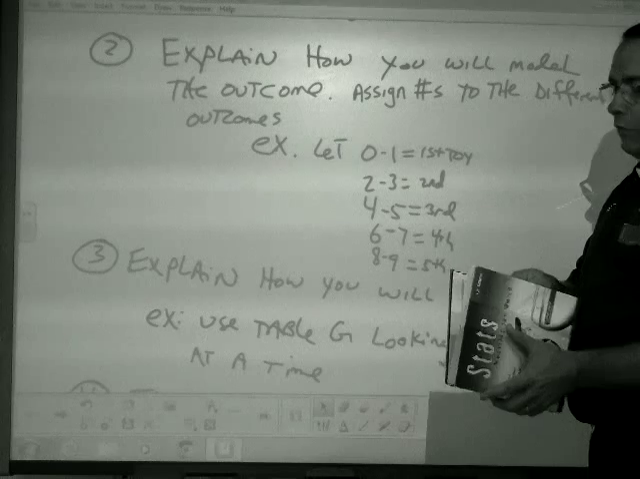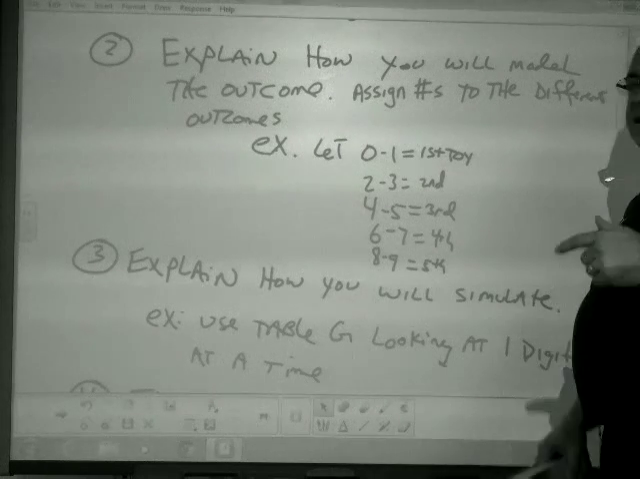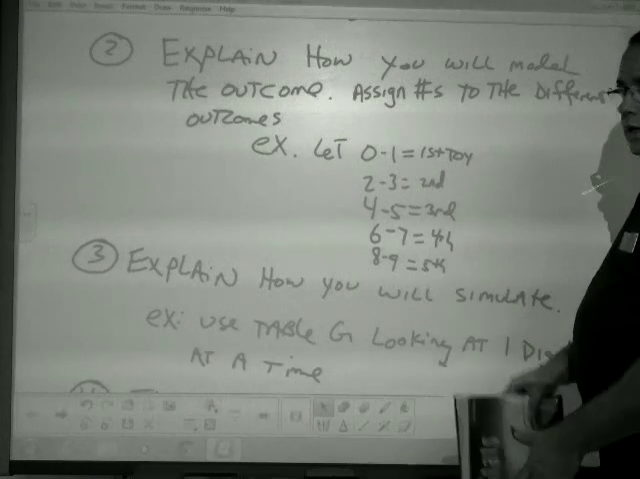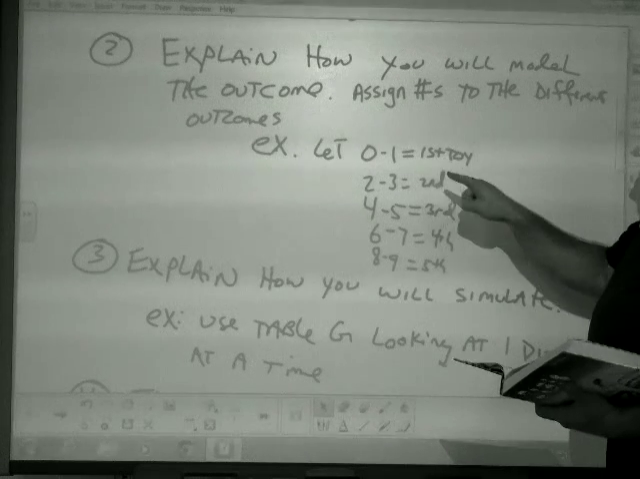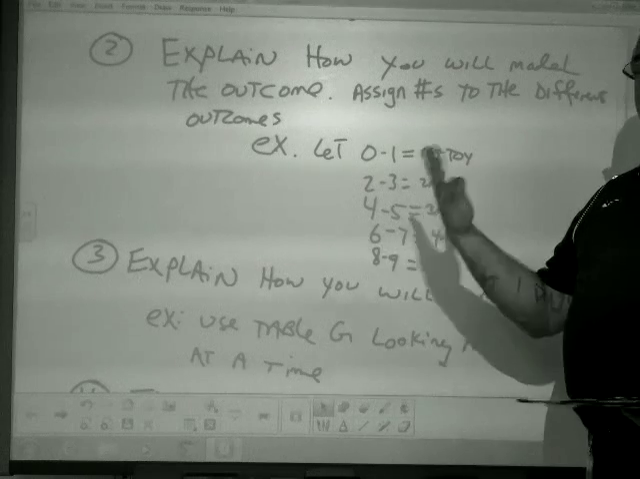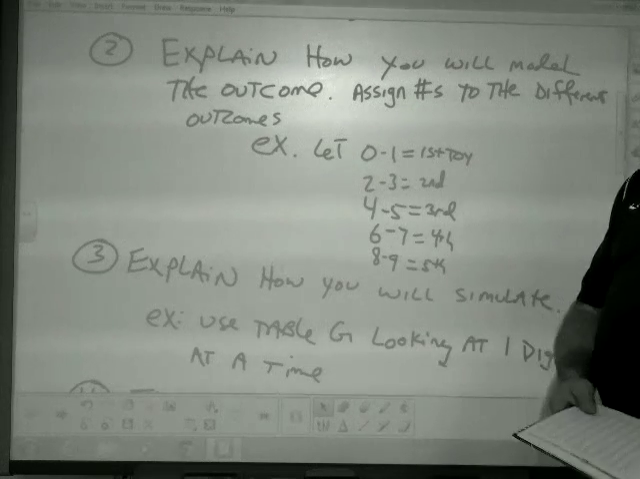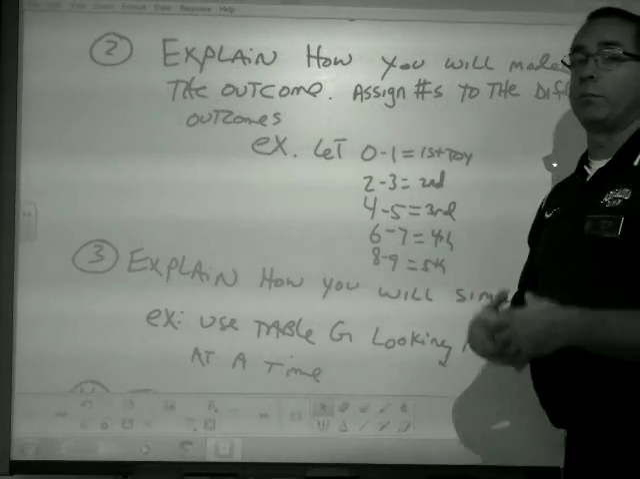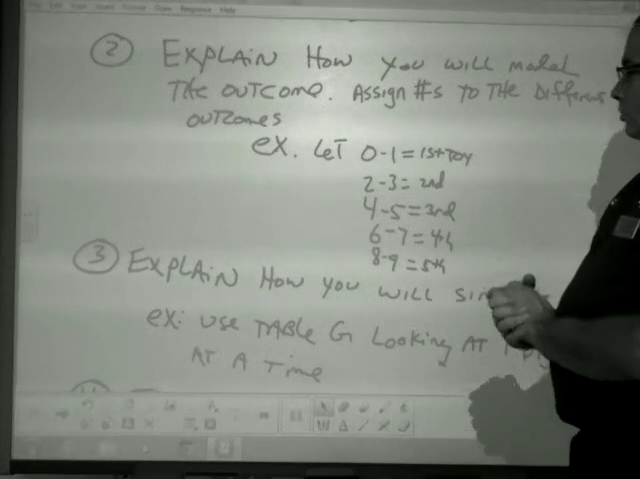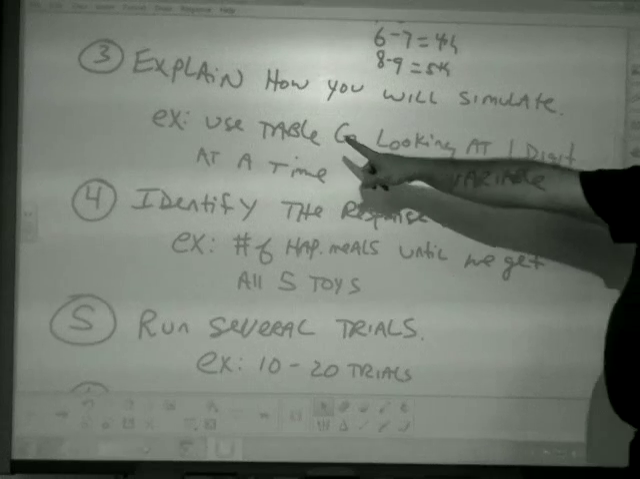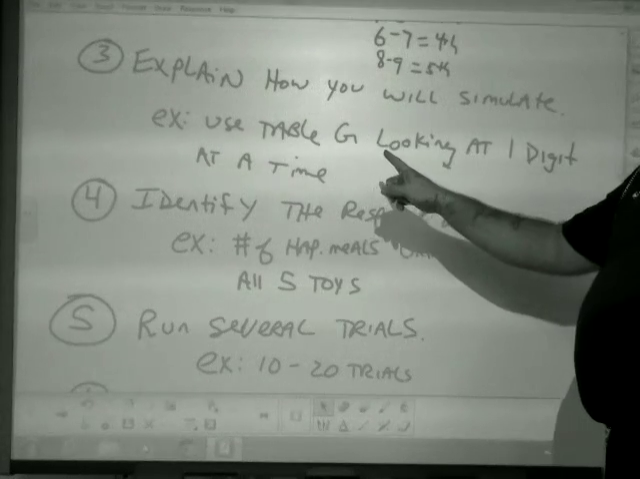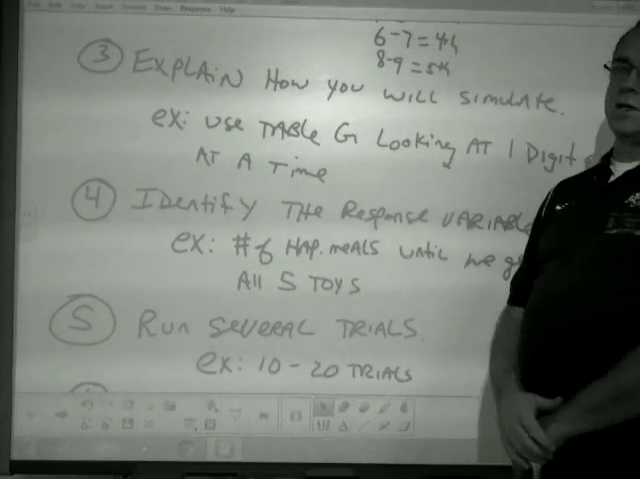And so if I wanted to see how many Happy Meals I needed to purchase to get all toys, I would keep looking at digit after digit after digit until I had one in each group, and that would be my outcome. How many toys I would have to look at, how many Happy Meals I would have to purchase to find all toys. Okay, so explain how I will simulate. I'll use table G that's in the back of your book, looking at one digit at a time.